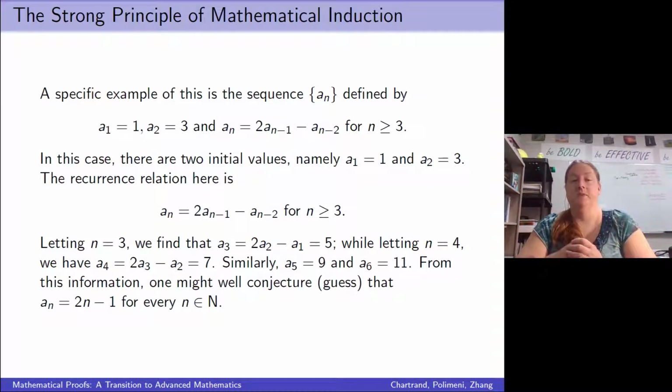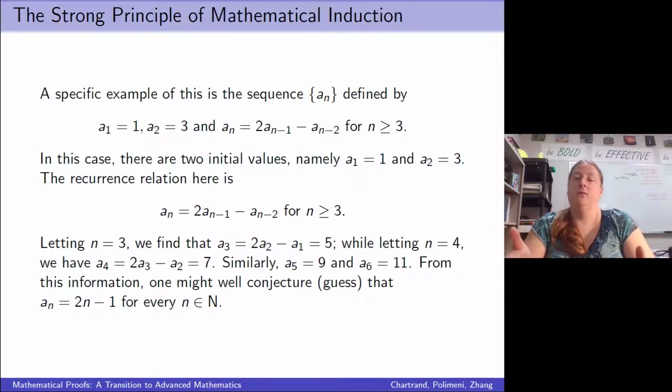So let's take a look at an example of this. I might be given a sequence and told that a sub 1 equals 1, a sub 2 equals 3, and a sub n equals 2 times a sub n minus 1 minus a sub n minus 2 for n greater than or equal to 3. This defines a sequence. So in this case, I've got two initial values, a sub 1 equals 1 and a sub 2 equals 3. I have the recurrence relation of a sub n equals 2 times a sub n minus 1 minus a sub n minus 2 for n greater than or equal to 3. And I can build the sequence up.